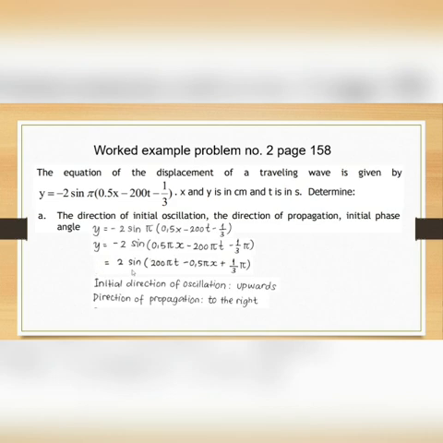So you have to change the equation into this form: y equals A times the sine of (omega t minus kx plus theta 0). Only then can we see the sign of the amplitude and the sign of k. If the sign of the amplitude in this form is positive, then the initial direction of oscillation is upwards. If the sign of k is negative, then the direction of propagation is to the right. And this is the initial phase angle, which is 1/3 pi, or pi over 3 radian.